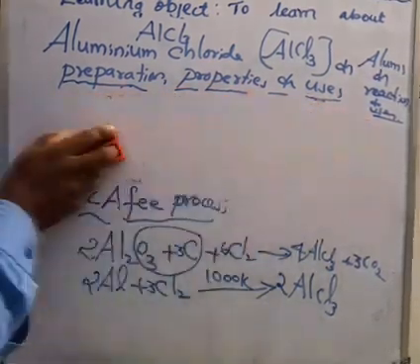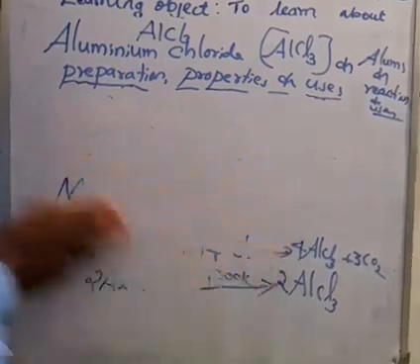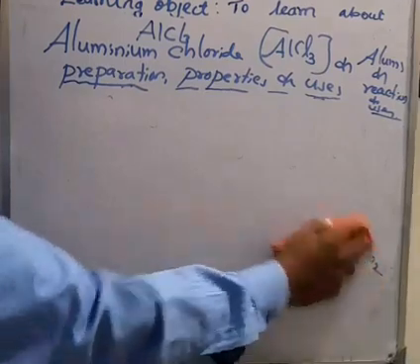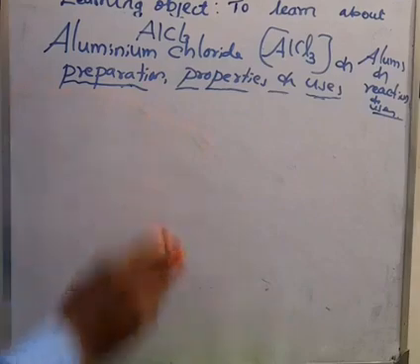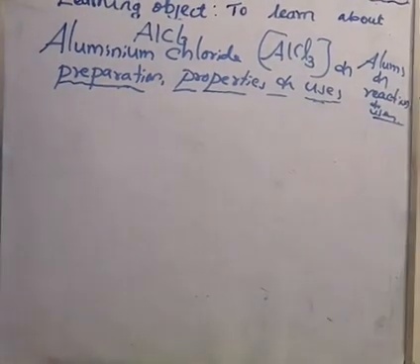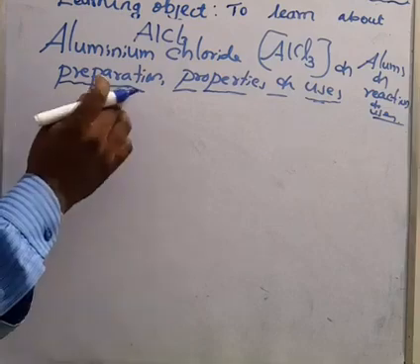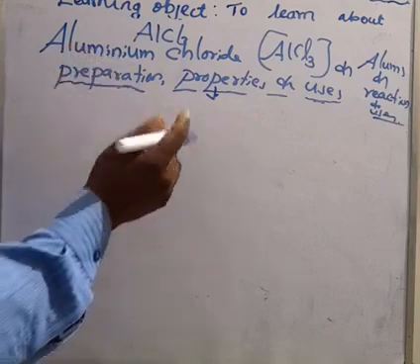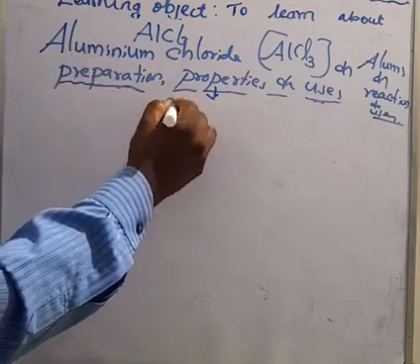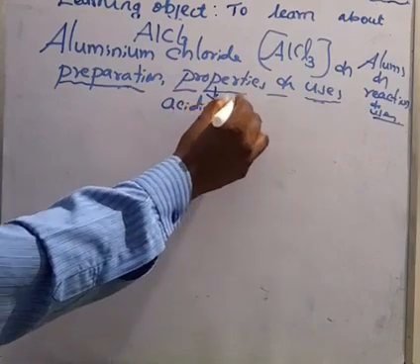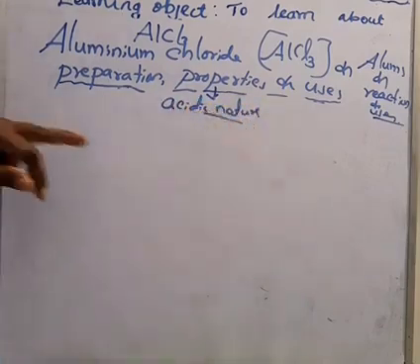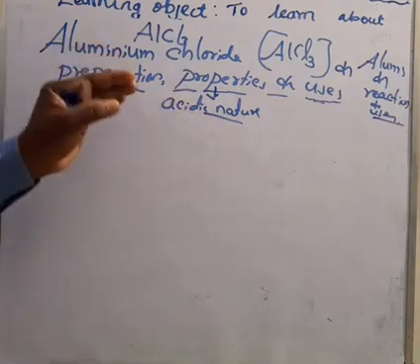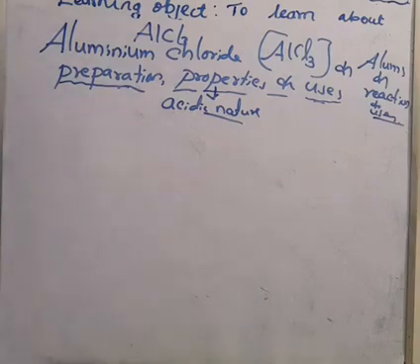Next, what are the properties of aluminum chloride? First one, aluminum chloride is a colorless and also hygroscopic substance. Second one, in aqueous solution, aluminum chloride is acidic in nature. Important point, please underline that one. In aqueous solution, aluminum chloride is acidic in nature. It also produces hydrogen chloride fumes in moist air.